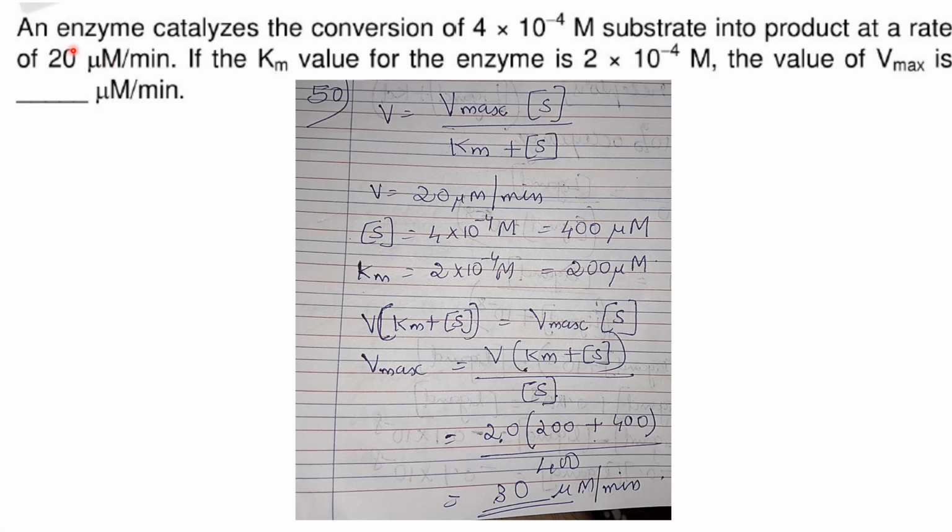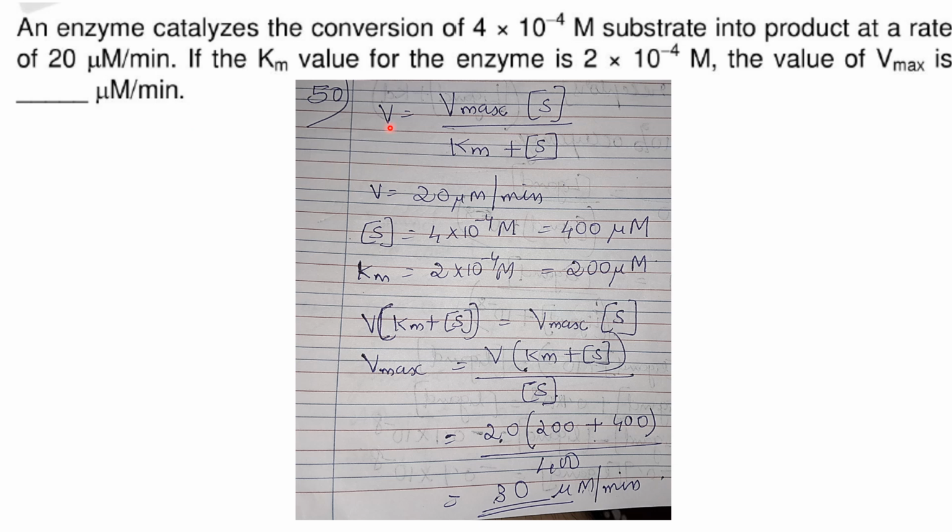Then next one. An enzyme catalyzes the conversion of 4 into 10 raised to minus 4 molar substrate into product at a rate of 20 micromolar per minute. If the Km value of the enzyme is 2 into 10 raised to minus 4 molar, the value of Vmax is in micromoles per minute, molar per minute.